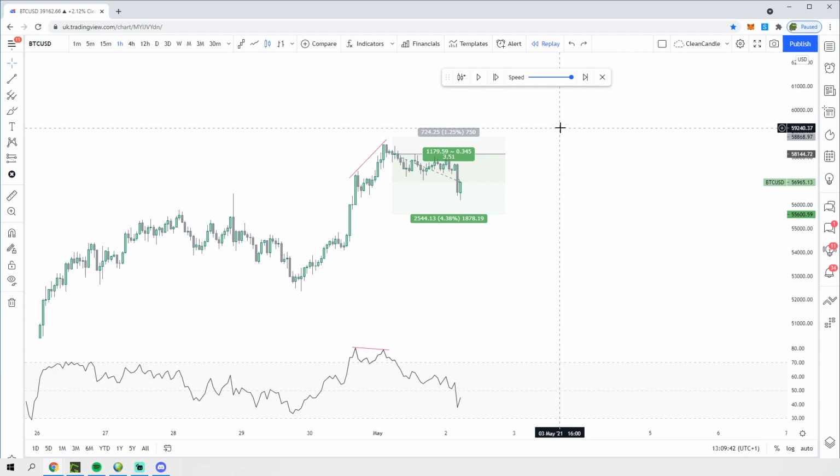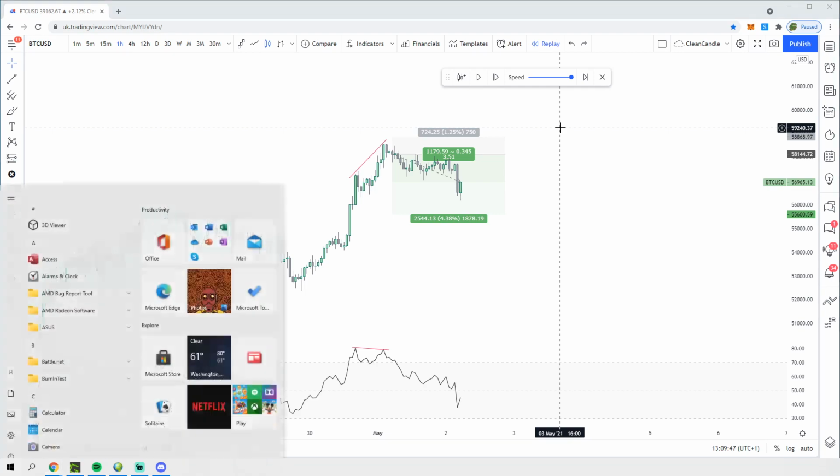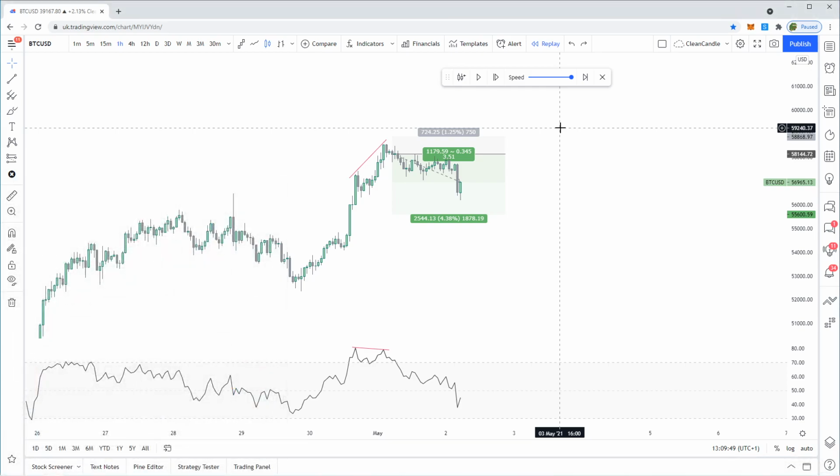How is it possible to know when a div has played out? There are a couple of ways that we can try and sneak in some additional information. Now, a lot of this is going to come down to you and your testing, okay? It's going to come down to the way that you're going to be able to assess and analyze and want to utilize RSI.